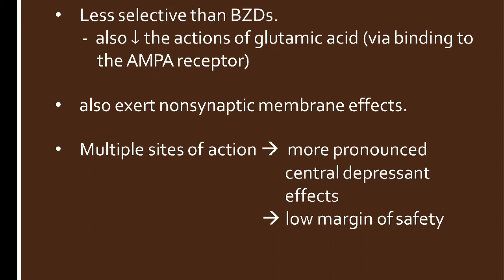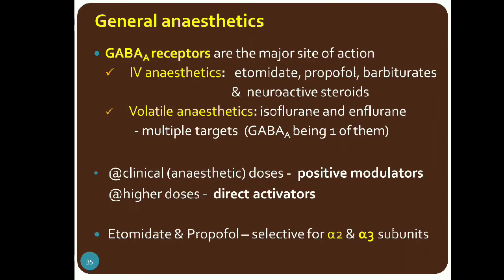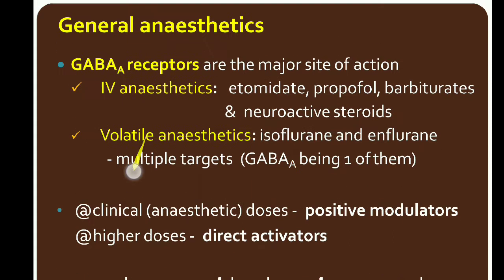When we talk about general anesthetics, the GABA A receptor is also a major site of action. IV anesthetics, examples of which are etomidate, propofol, barbiturates, and neuroactive steroids; volatile anesthetics such as isoflurane and enflurane target it like that. Okay.